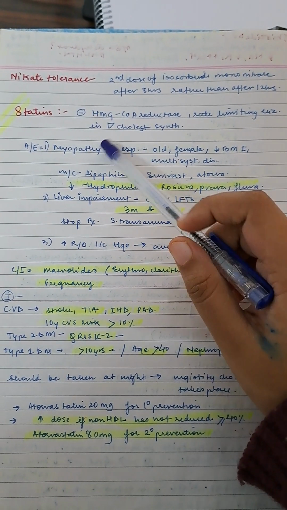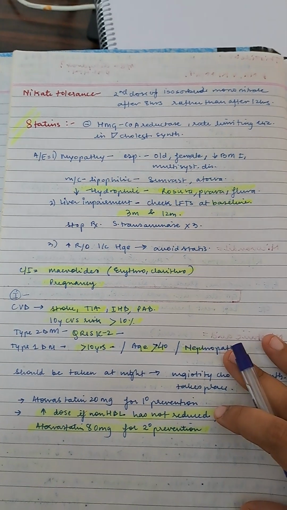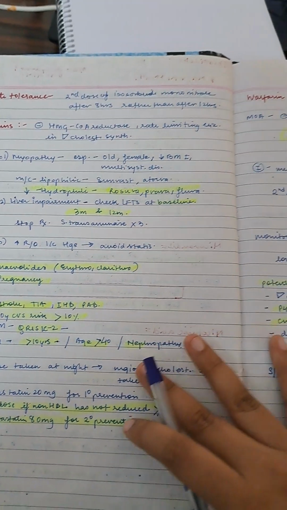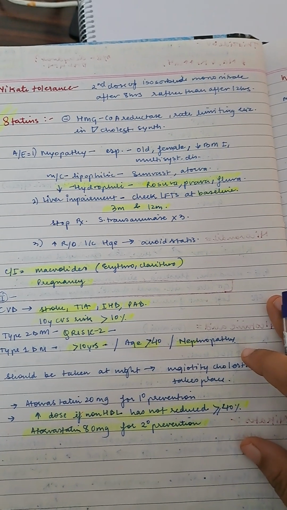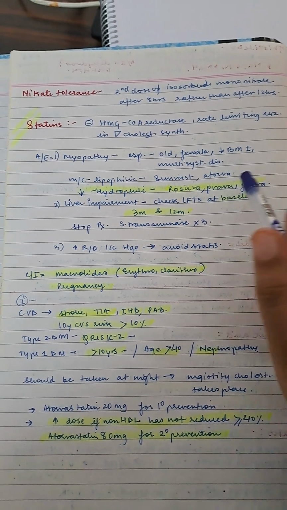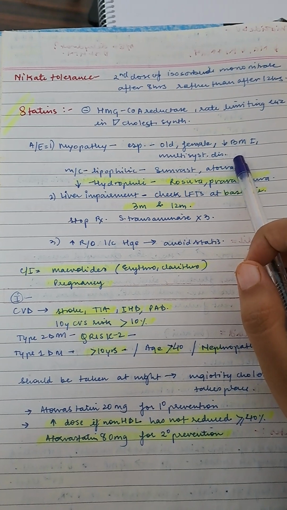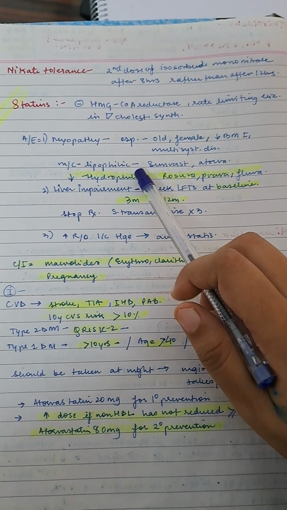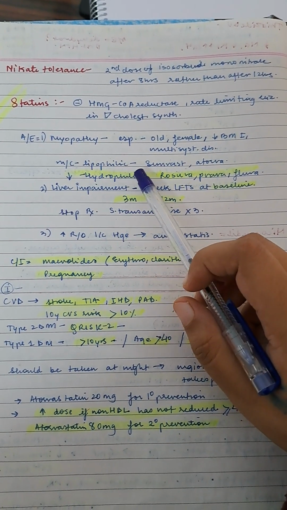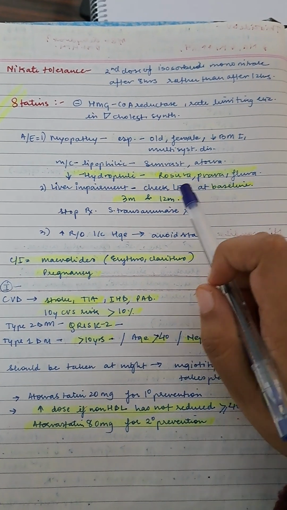Statins will inhibit the HMG-CoA reductase. This is a rate limiting enzyme in liver cholesterol synthesis. Adverse effects include myopathy, especially in old females with low BMI, and multisystemic disorders. Most lipophilic are simvastatin and atorvastatin, and the more hydrophilic are rosuvastatin, pravastatin and fluvastatin.